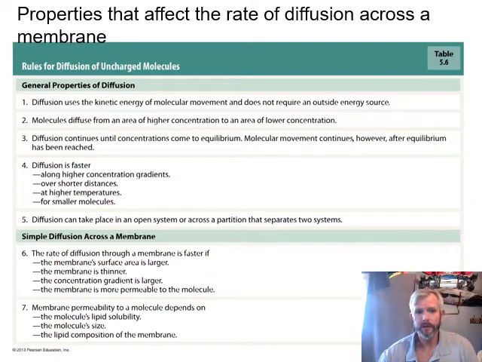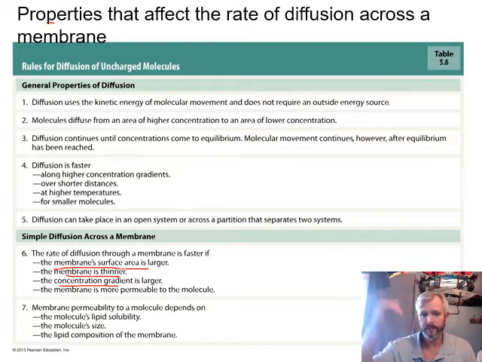So let's look at properties of this simple diffusion across a membrane. Rate of diffusion: if the surface area is larger, or the membrane is thinner, it is faster. Remember, longer distances make it harder for diffusion to take place, so a thinner membrane would be much faster. I already said concentration gradient: a larger concentration gradient, a bigger difference, is going to make the molecules move faster.